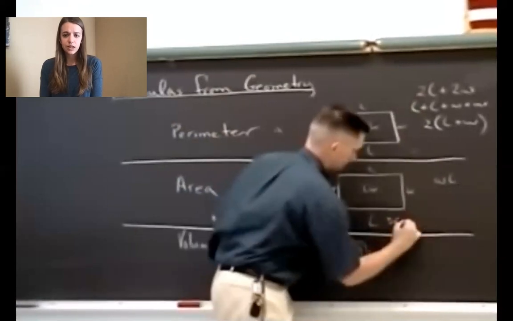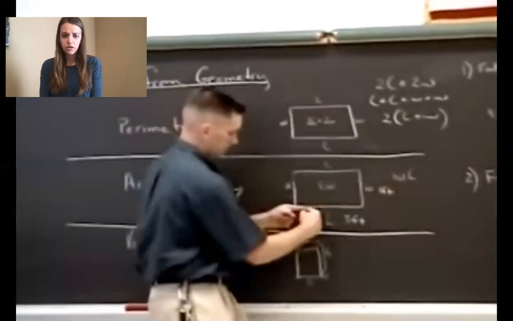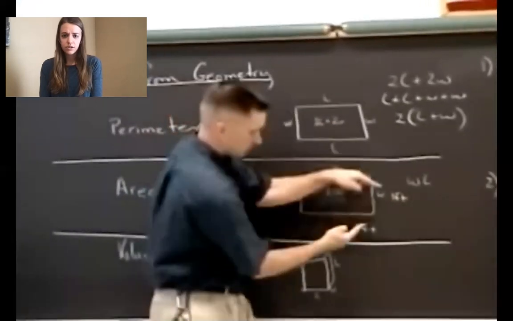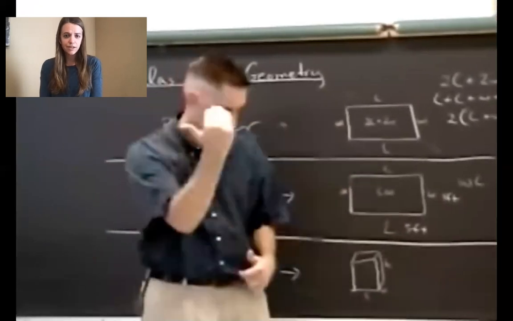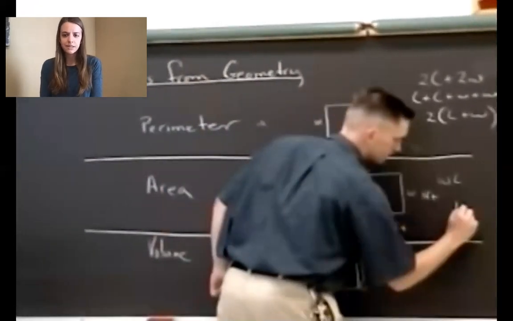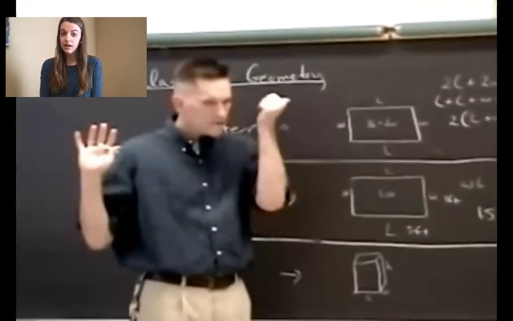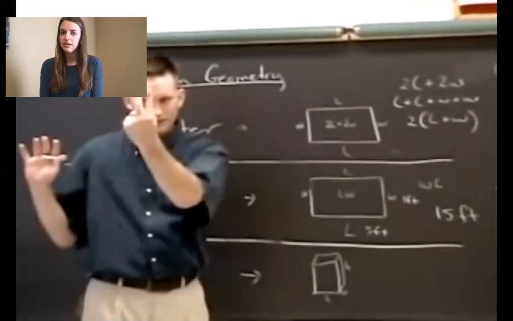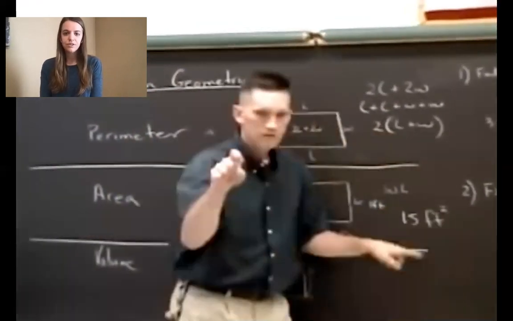So let's say, for example, this is the length and this is the width. So you got 5 feet for the length and 3 feet for the width. What's that going to be? 5 times 3, right, 15, exactly. So it's going to be 15 feet, but are we done yet? We're missing something, right? Exactly, we got to put the power of 2, 15 feet squared.